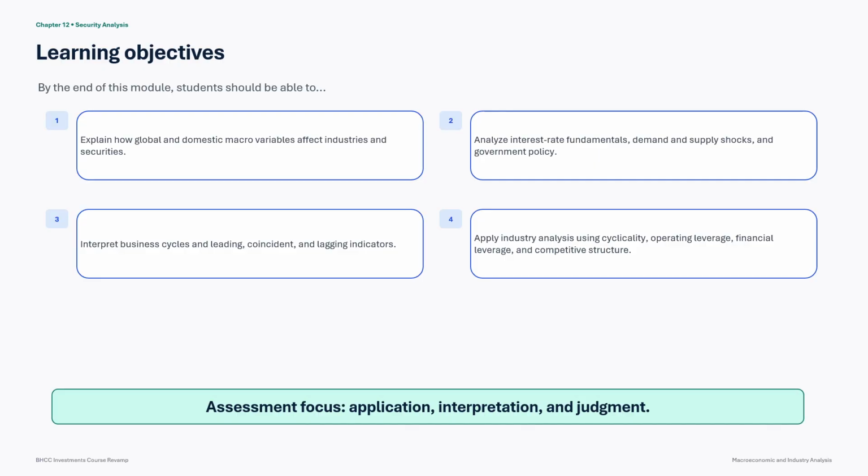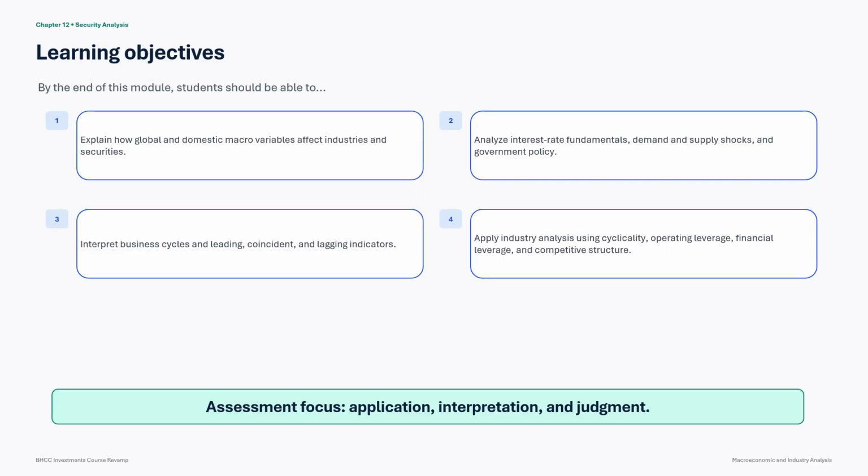This chapter has 4 practical learning objectives. First, you should be able to explain how global and domestic macro variables affect industries and securities. That means moving beyond statements such as inflation is bad or growth is good. Inflation can hurt a company with weak pricing power and high input costs, while helping another company whose revenue rises with nominal prices. A stronger domestic currency may lower import costs but reduce the translated value of foreign earnings. The same variable can create winners and losers.